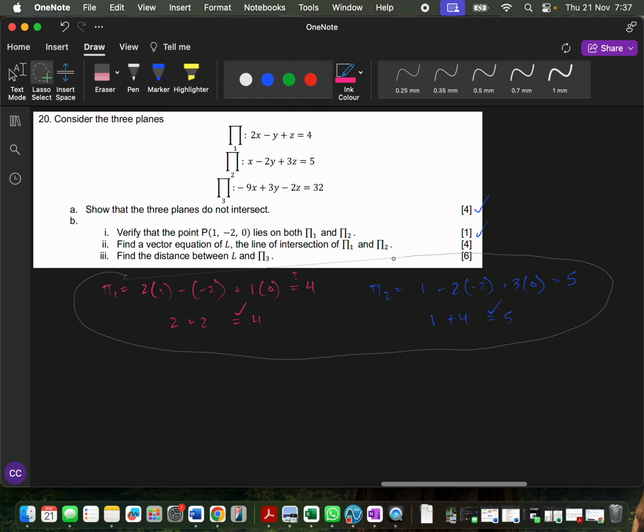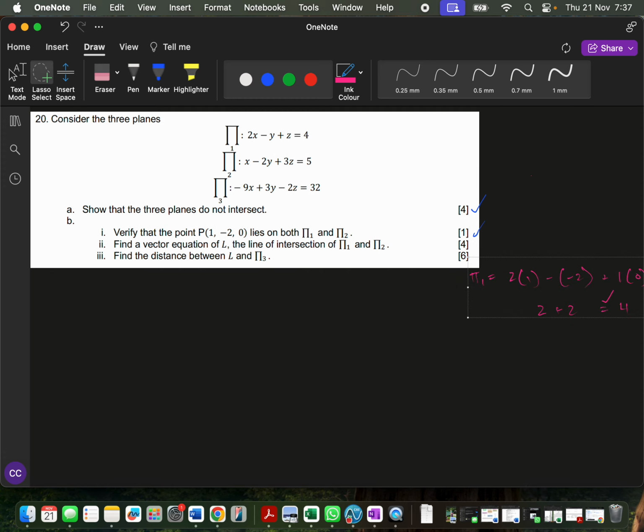All right, well, the easiest way of doing that is for me to just find the vector product between the normals of the two planes, because that's where that would be. So the normal of this first one is 2, -1, 1. And I'm crossing that with 1, -2, and 3. And then we just have to do the vector product.